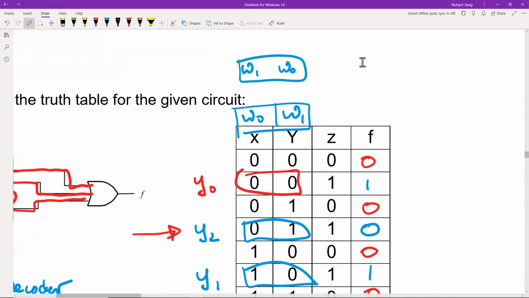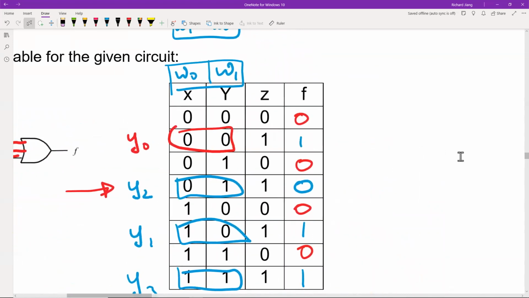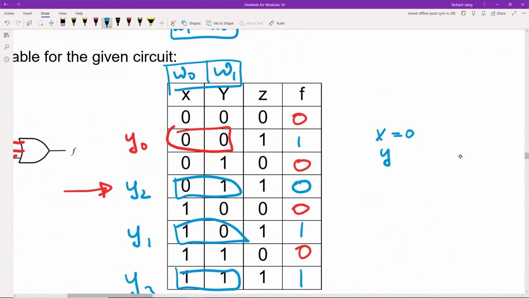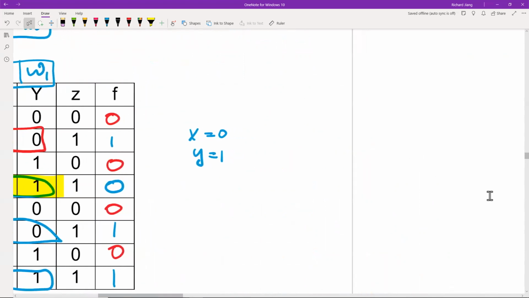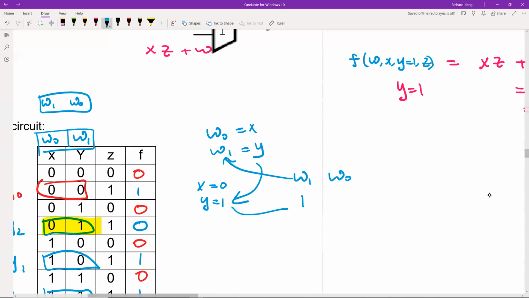I see. So the idea is, for example, let's look at Y2. Where X is equal to 0 and Y is equal to 1. I'm literally just looking at this case here. So remember, W naught is equal to X, W1 is equal to Y, and I want to write stuff in the form of W1, W naught in my table. So I can see W1 is equal to Y is equal to 1, so I put the 1 there.